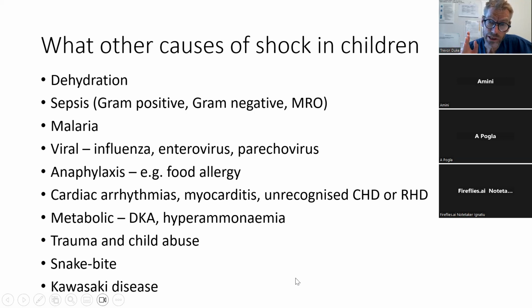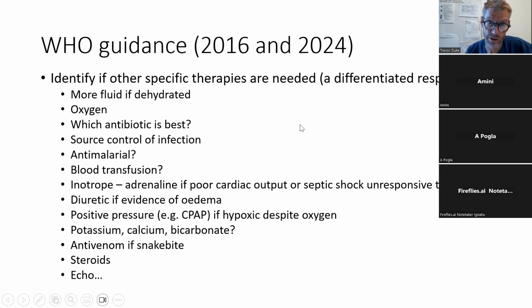So while you're giving the first lot of fluid to these children, think to yourself, what type of shock does this child have? Is it simply septic shock and we have to treat with antibiotics, or is it hypovolaemic shock and we've got to give fluids, or is it something more complex than that? That's our task in the first hour, to try to differentiate the cause of shock.